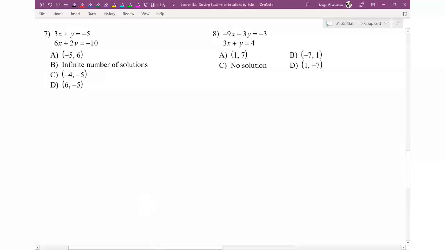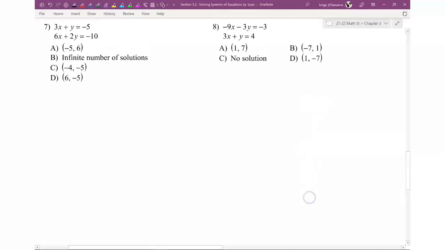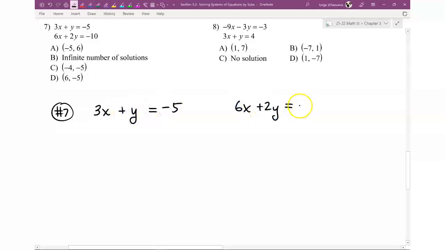Okay? So if you want to write them down left to right, go ahead and do that right now. I'm actually going to do number 7 on this screen right here because notice there's a bunch of white space, so I can write them out and do it. So I'm going to do it right here. So number 7, I get 3x plus y equals -5. And I also have 6x plus 2y equals -15.